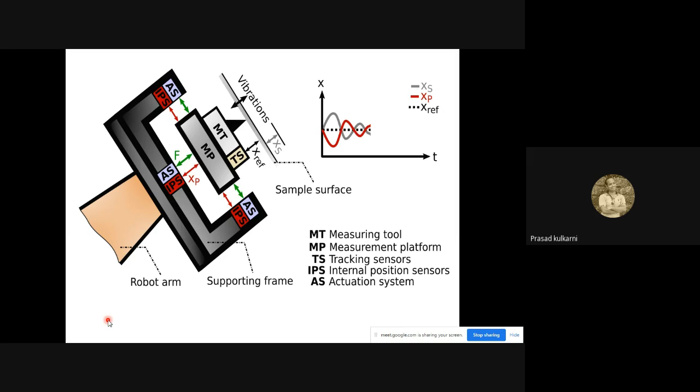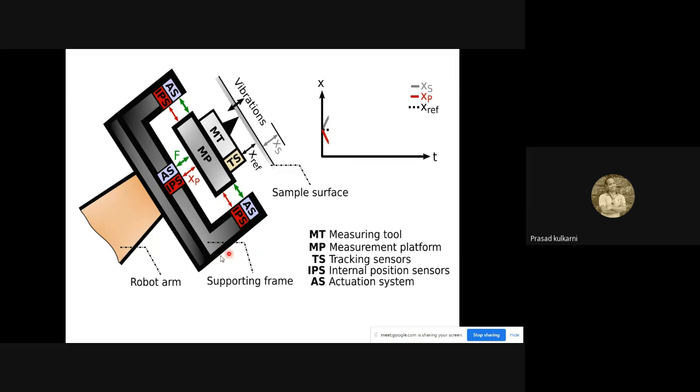Now we will see a simple example here. I have taken this animation from Google itself. So MT indicates the measuring tool. Then MP indicates the measuring platform. TS indicates a tracking sensor. IPS shows internal position sensors. And AS shows the actuation system. This is the robot arm here, and this is a supporting frame.